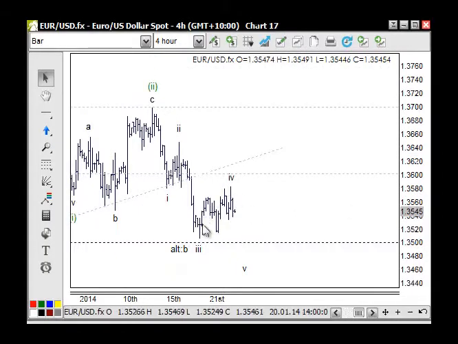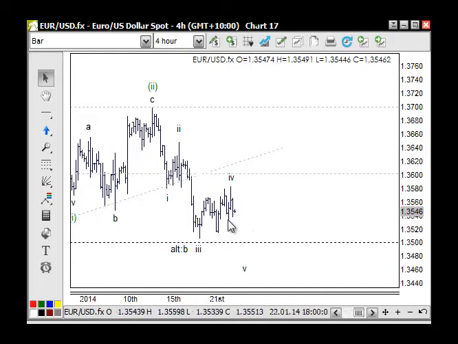The particular pattern through here also appears to be corrective, but I can't confirm that until this low here gets taken out. So we'll just drill in and have a look for that. In this move coming down through here, as it stands at the moment, it's actually in three waves. So that can be a B wave down here, an alternative B wave, so an A and a B and a C here, and then we get the C wave up here.